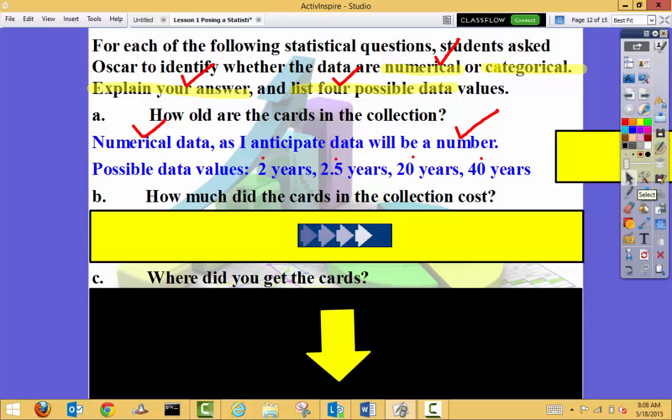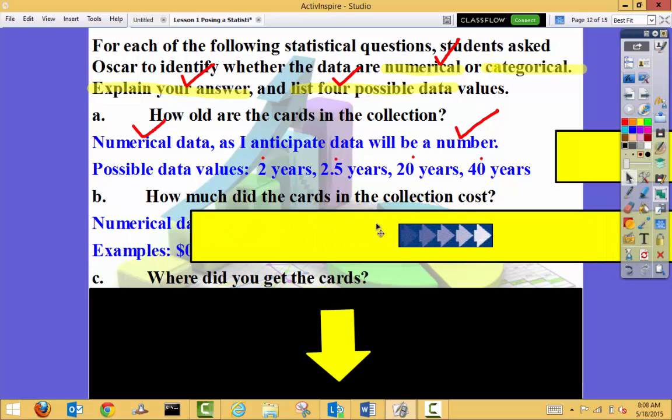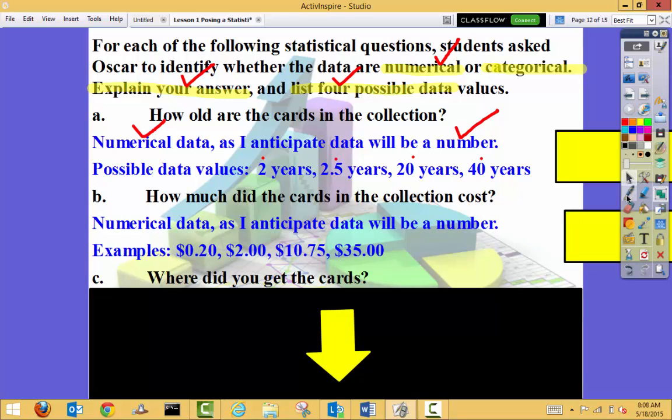Try this next one. How much did the cards in the collection cost? Well, again, this one's going to be numerical because I'm expecting a number. And here are four possible values: 20 cents, $2, $10, 75 and 35. So let's check again. Did I answer all parts? Numerical, check. Explanation, check. I anticipate it to be a number. And then four possible values. Let's see. 1, 2, 3, 4.